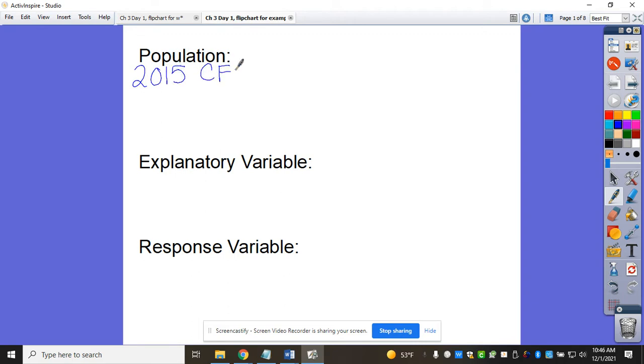2015 college football teams. SEC, ACC, and Big 12 conference. I just picked 3 of them.